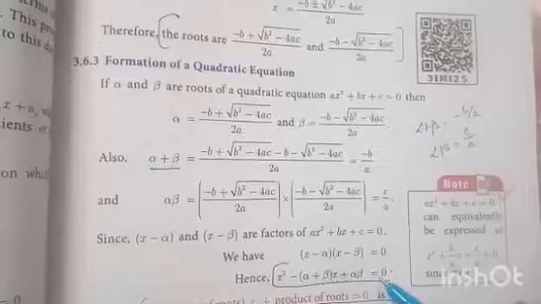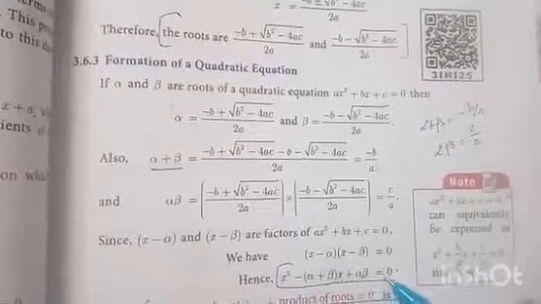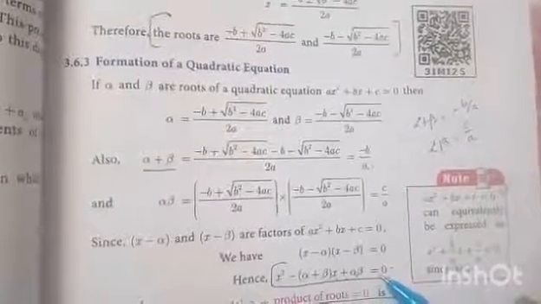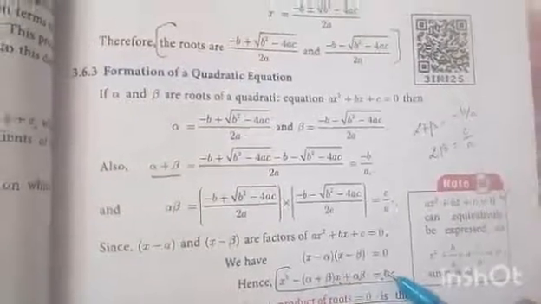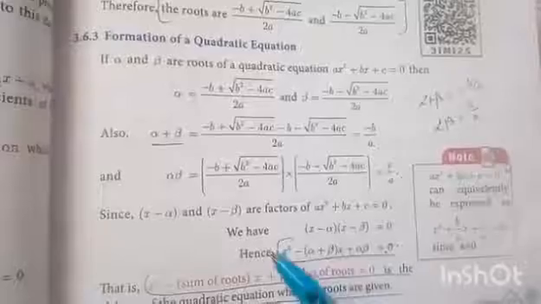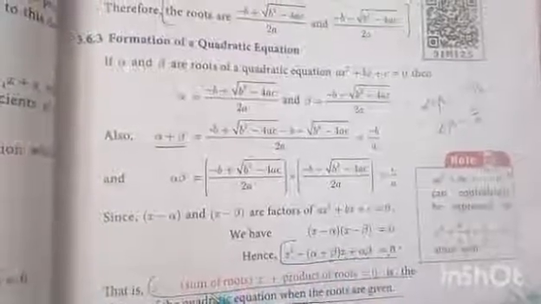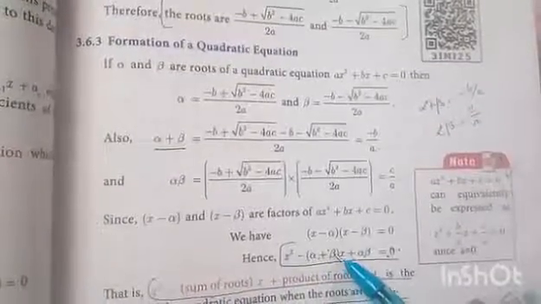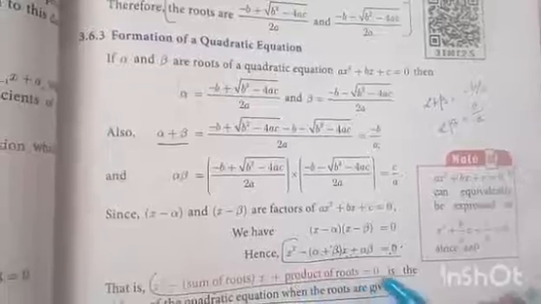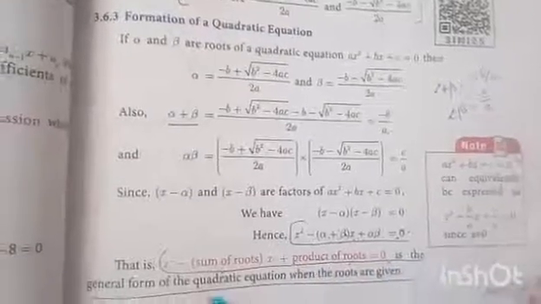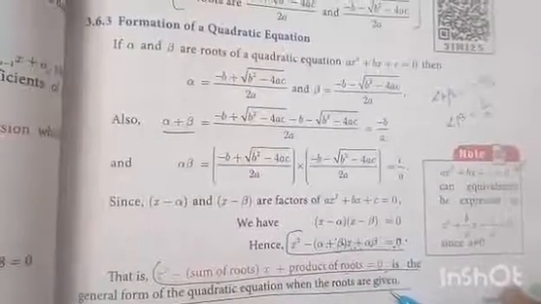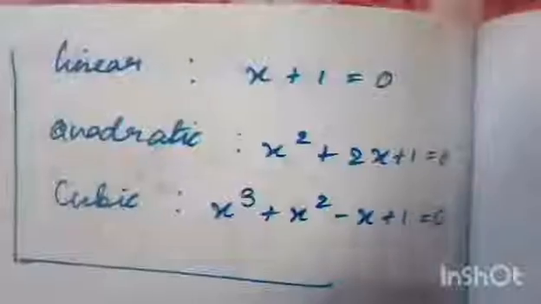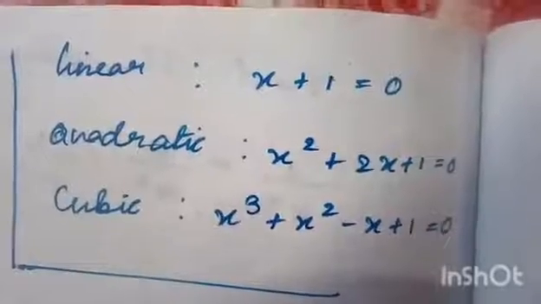This is the quadratic equation. When two roots are given, we have to follow this formula to get the quadratic equation. So that is written as x square minus sum of roots into x plus product of roots is equal to 0, the general form of a quadratic equation when the roots are given. Okay, students, we just have to recall about it.